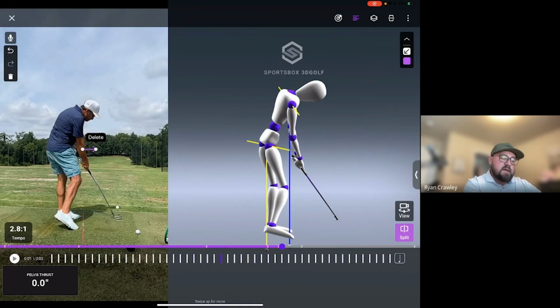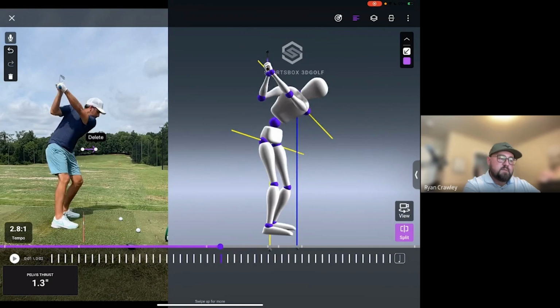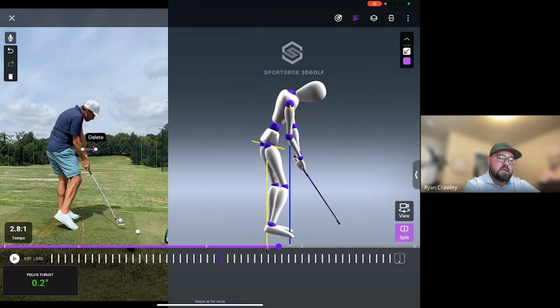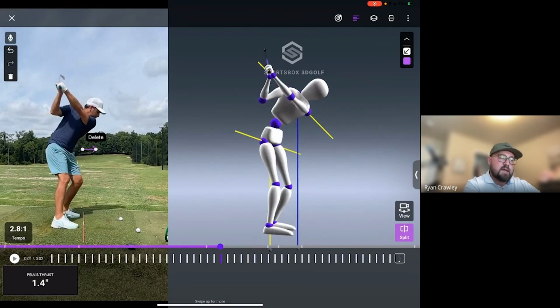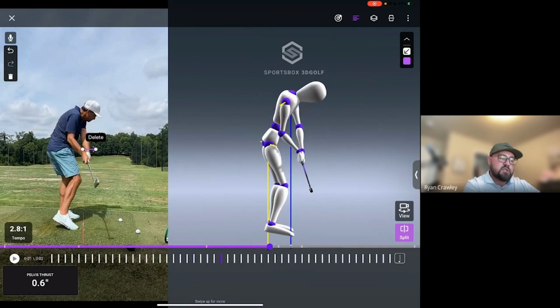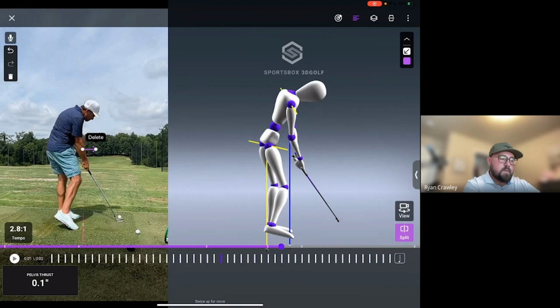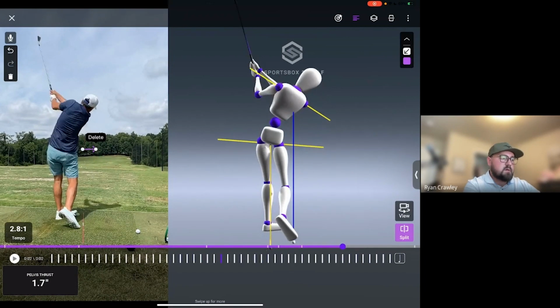Now, at impact, he's at 0.1. I prefer to see that be a negative number. I like to see the hip start to get back behind where we set up. But you can see for him, he gets that little bit of early extension. And you can really see how that trail foot starts to come up with him as he does this.